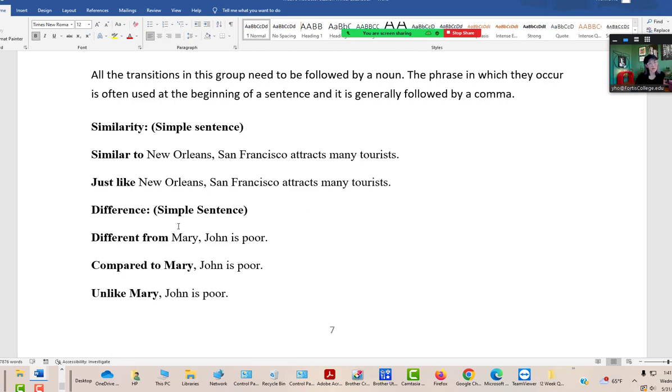And then here you have simple sentences of difference. Different from Mary, John is poor. Compared to Mary, John is poor. Unlike Mary, John is poor. So if you're writing about it: different from dogs, cats do not bark. Different from adulthood, during childhood, one plays all day. Different from movies, books hold more detail. And different from hot weather, cold weather is better.